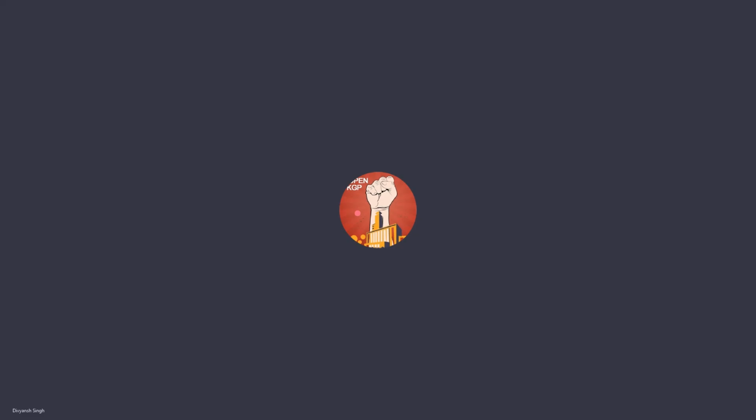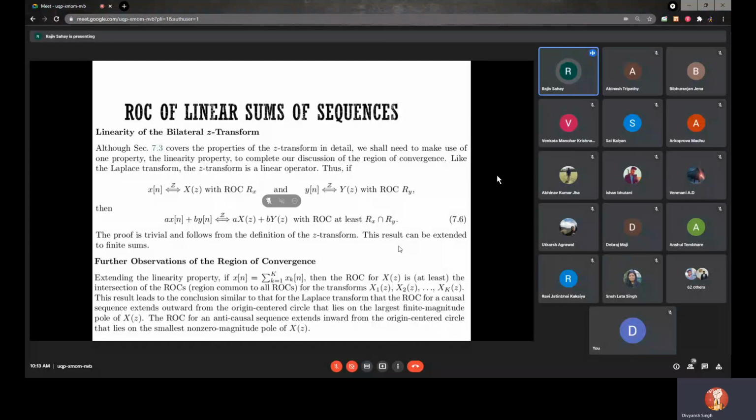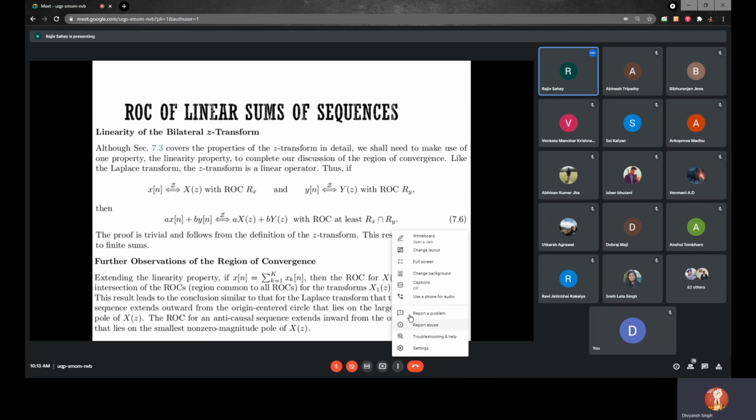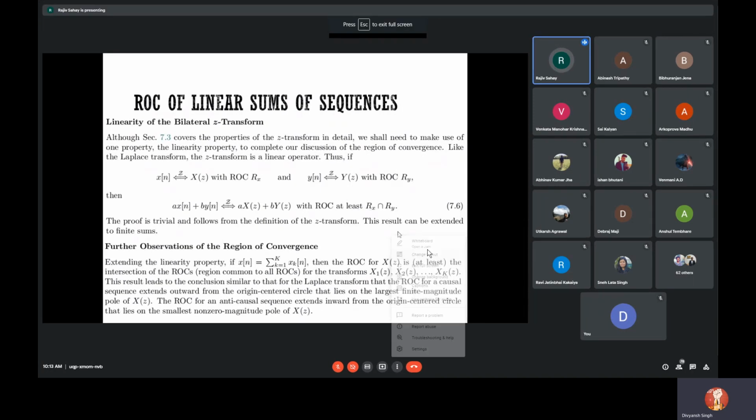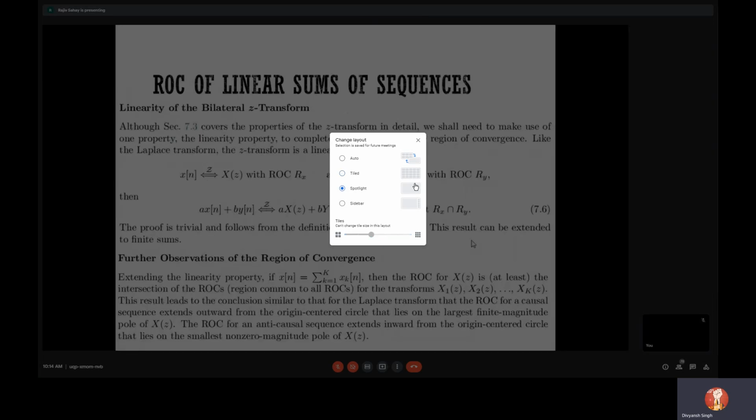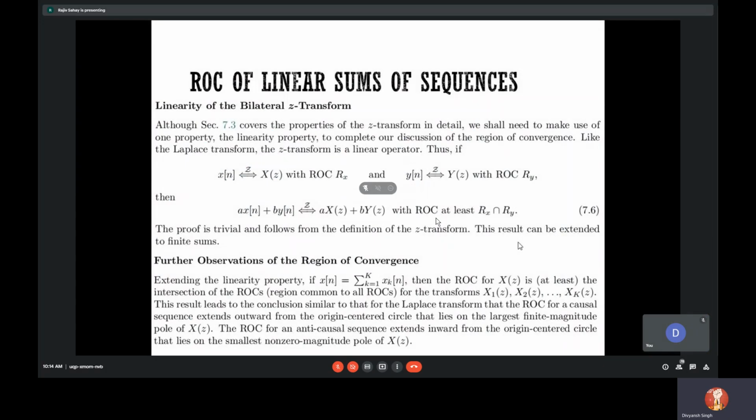For linear sums of sequences, the ROC is the intersection of the ROCs of the individual sequences. The ROC of the linear weighted sum is the intersection of the ROCs of the individual sequences. So, some more ideas.